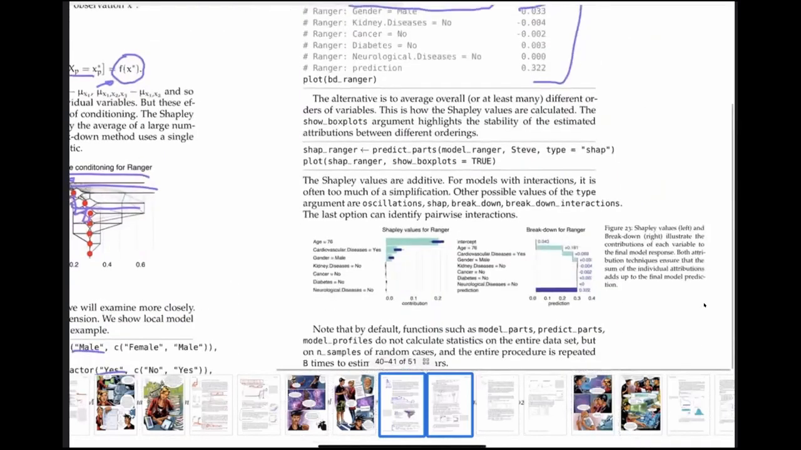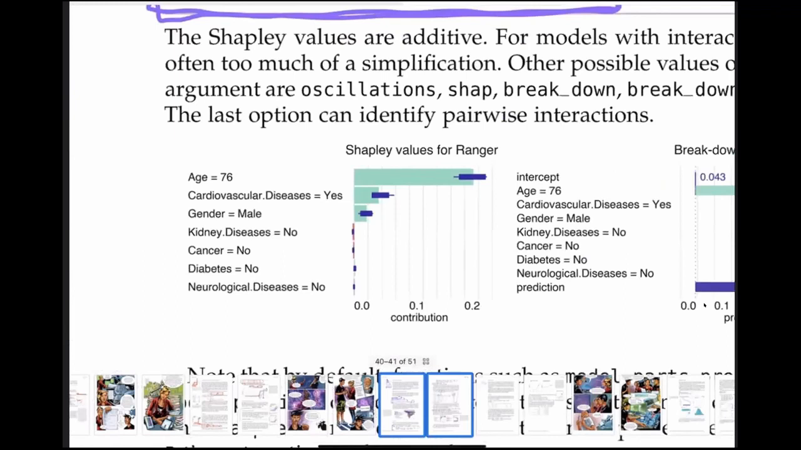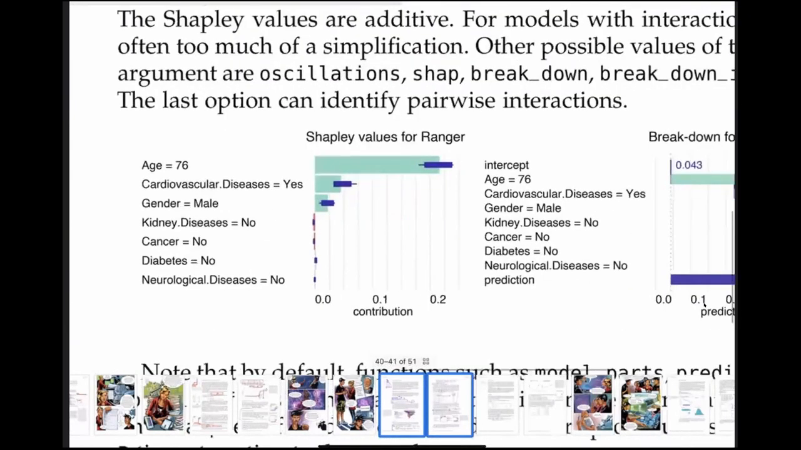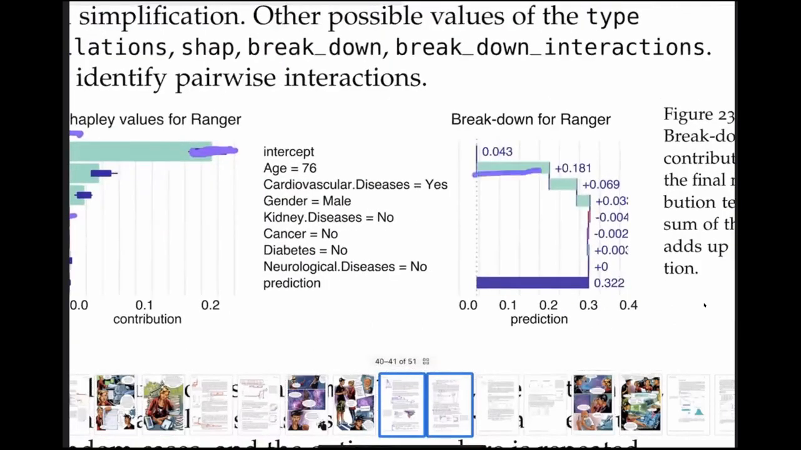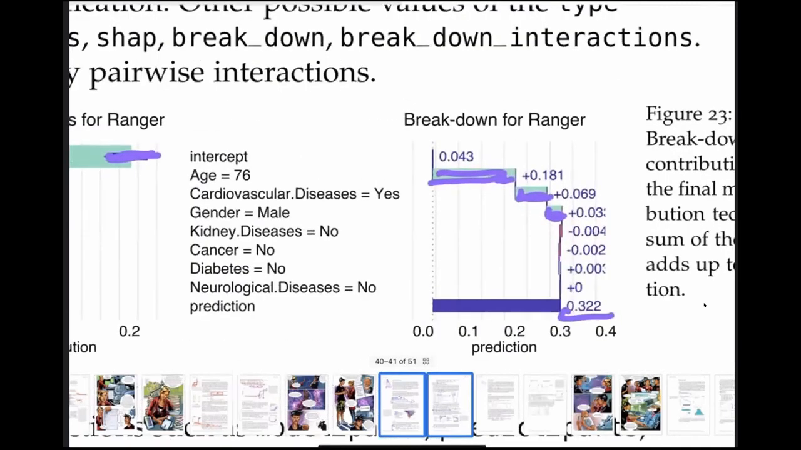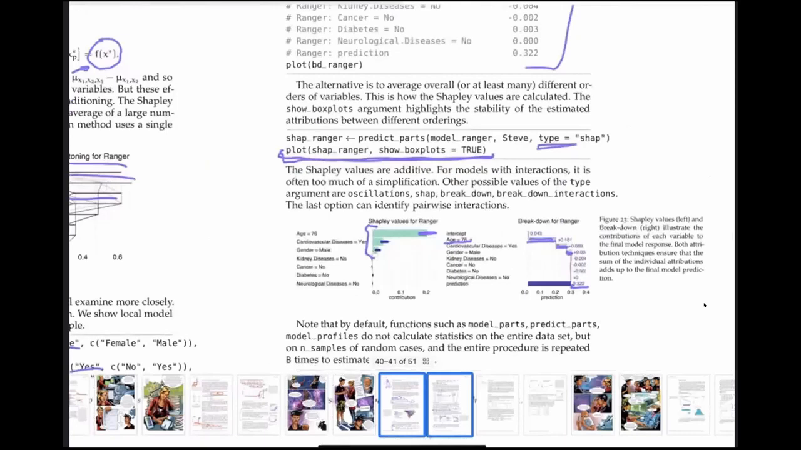So with the plot function, you can simply plot these values, and you will get either the Shapley values or the breakdown, depending on the type argument. You can get the Shapley values with box plots, so you can see how accurate is this estimation of attribution of a given variable. Or you can have this breakdown plot, which has slightly different values because we are using just a single ordering. And here we are using the waterfall plot to see how particular effects contribute to the final model prediction. For Steve, it's 0.32. So it's pretty high. And it's high because he's an older guy. Not that old, but from the COVID perspective, old.